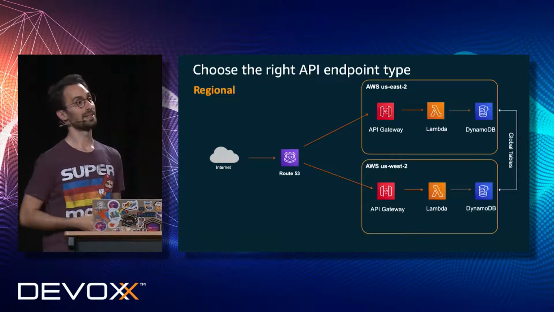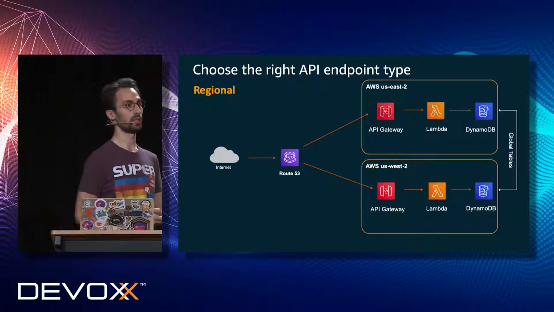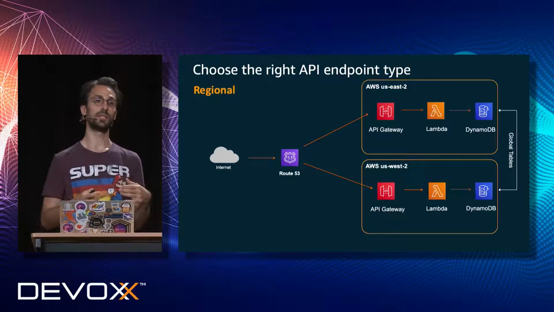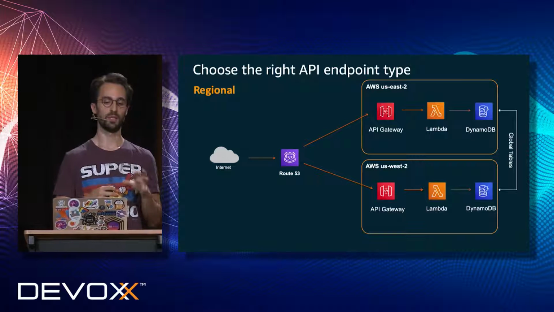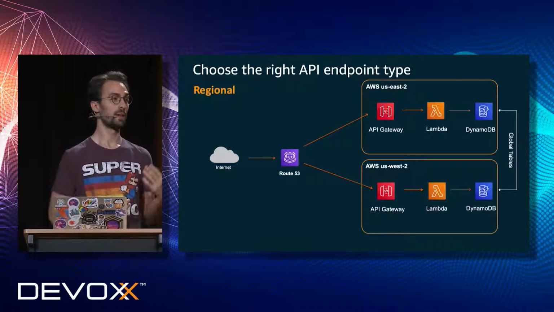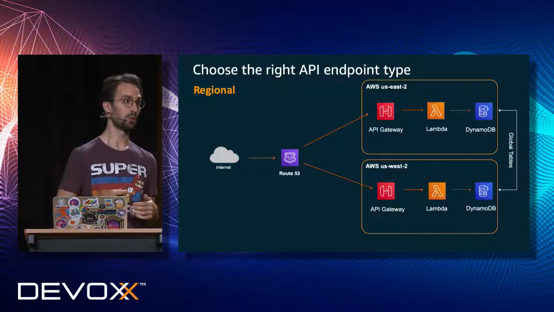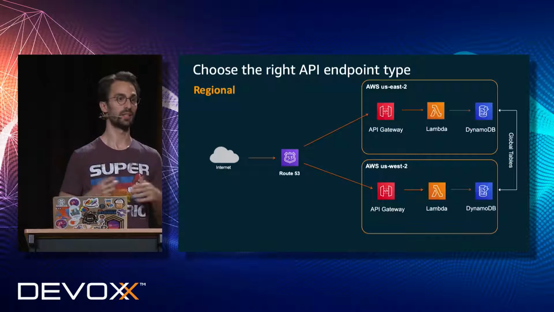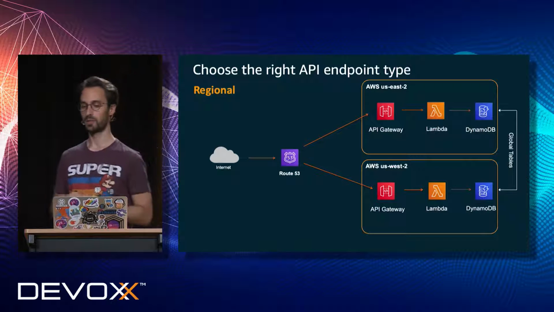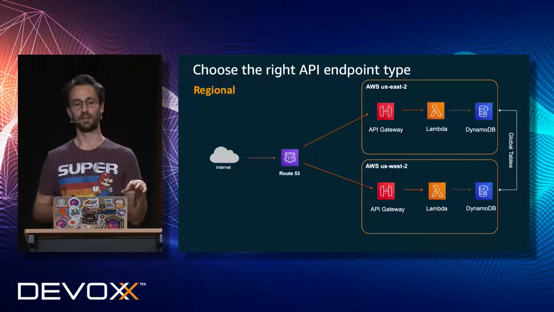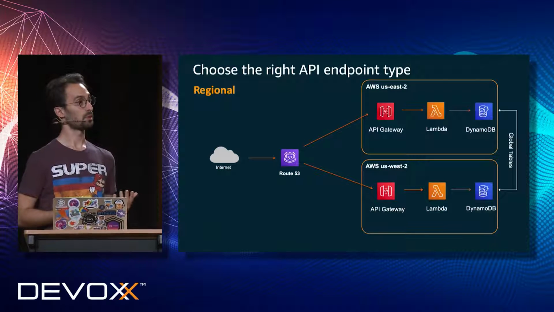The second endpoint type is the regional endpoint type. So here there is no CDN. You deploy your API endpoint to one region. Could be Dublin or Frankfurt or Oregon, Virginia, Sydney, wherever. There are 21 regions today. And this is useful for a couple of scenarios.